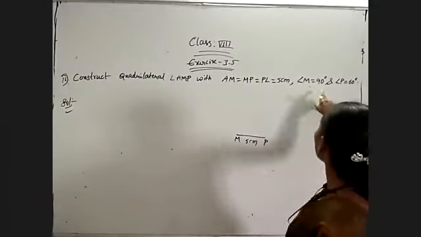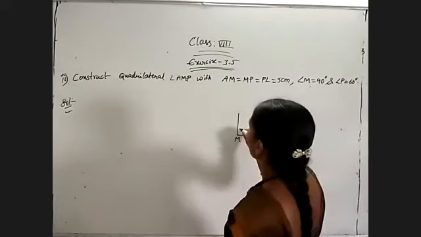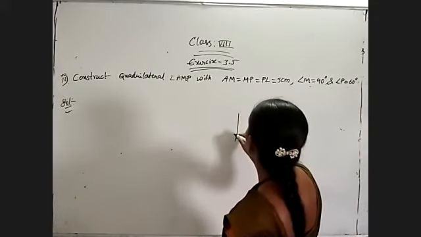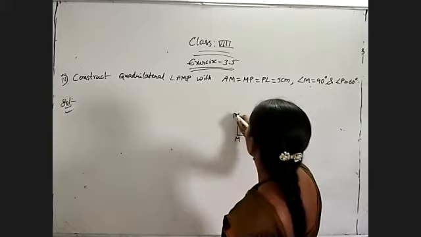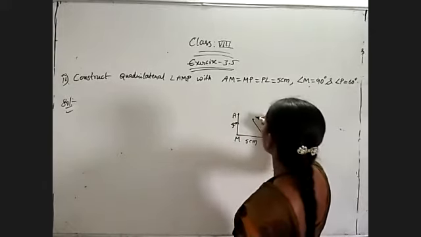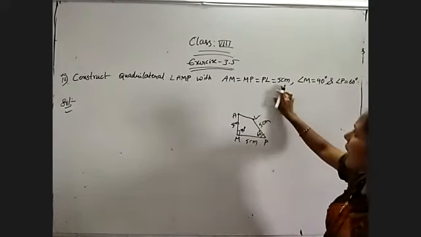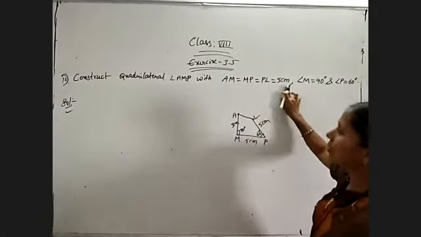Here I will get AM equal to 5 centimeters, MP equal to 5 centimeters, PL also equal to 5 centimeters, and AL we need to write. So it is 90 degrees, and here I will get 60 degrees. So this is my rough figure. Because angle M and angle P are given, I am taking the baseline as MP.